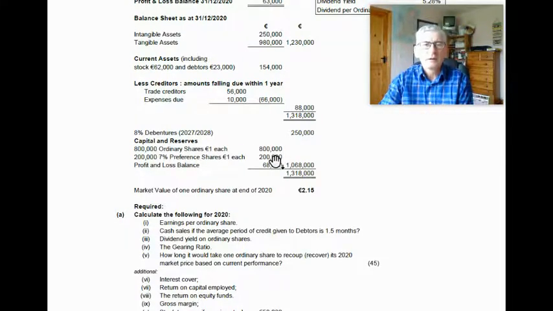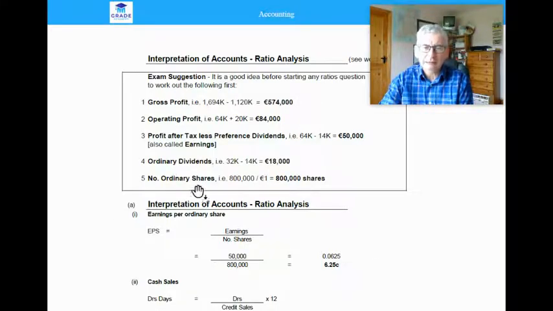So just be aware, just to clarify, that yes, the number of ordinary shares is 800,000 shares. Now, when you have those 5 figures established, you're really in a very, very strong position to answer all the questions, if you like, in Part A, but it will also help you strongly in Part B as well.